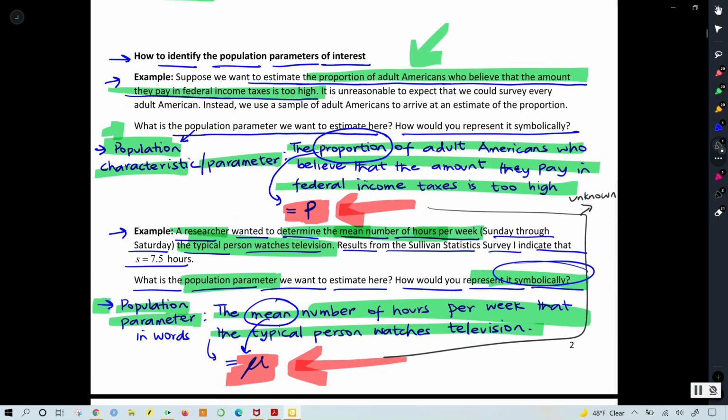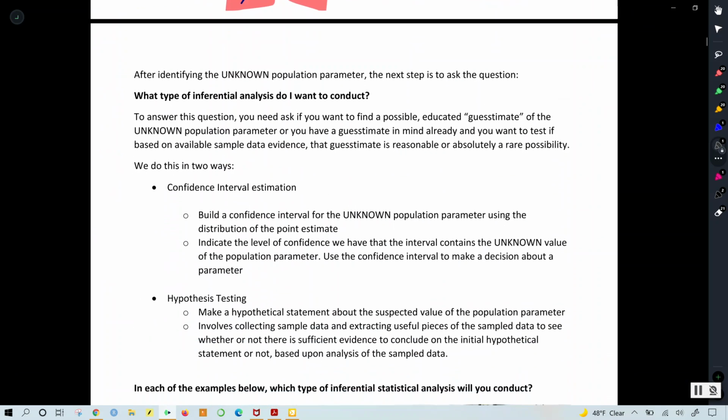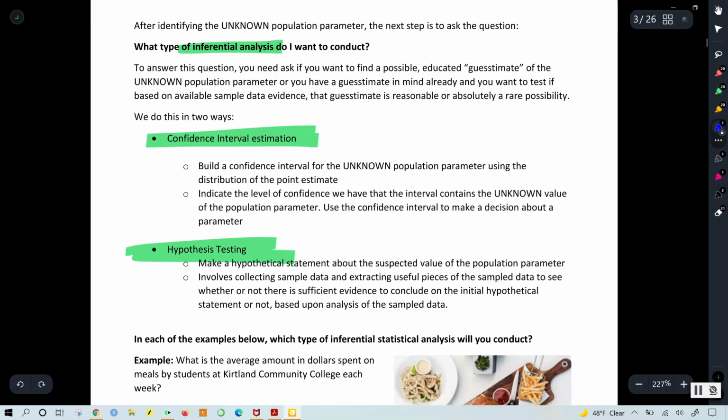So, having defined the two types of population parameters we're going to be talking about in this chapter, we proceed to look back at the distinction between the two types of inferential analysis that we can conduct at this level of statistics. There are two: confidence interval estimation and hypothesis testing.